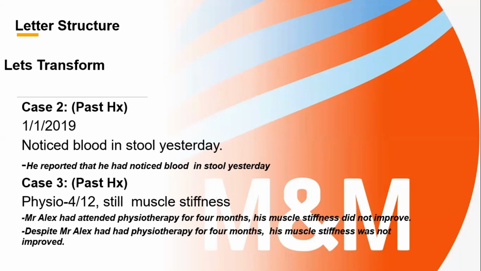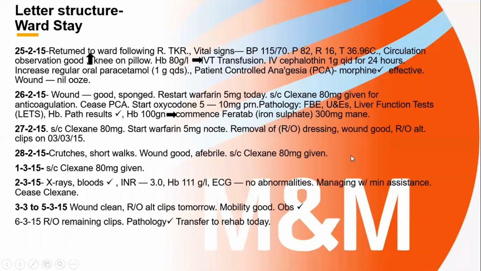Now, third one, physio for 4 weeks, there is no improvement. So we can write in this way: he had attended physio sessions for 4 months, his muscle stiffness did not improve. And secondly, we can use the clause of contrast over here: Despite Mr. Alex having had physiotherapy for 4 months, his muscle stiffness was not improved. The first one is in the past perfect tense, and the second one is in the past simple tense.